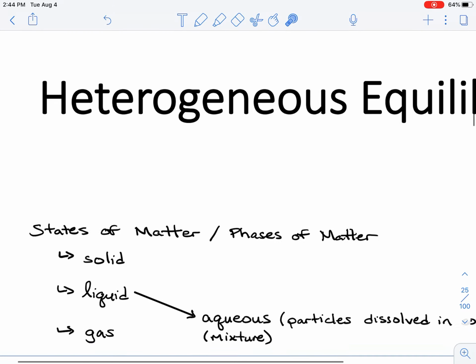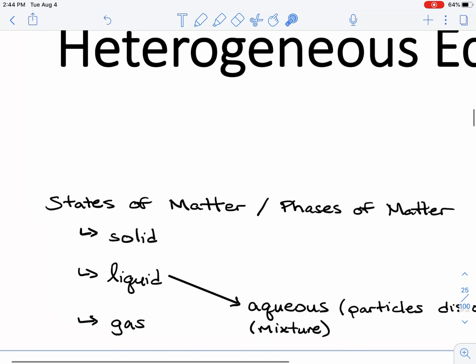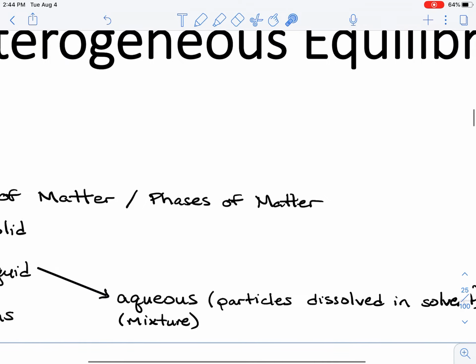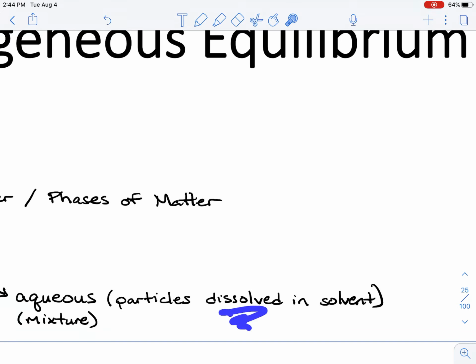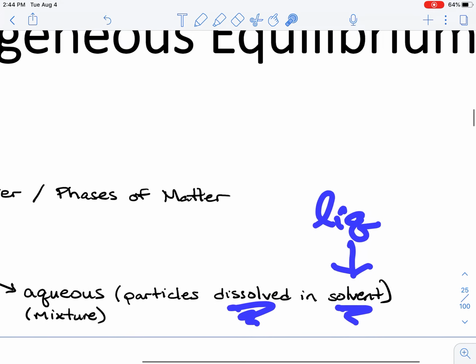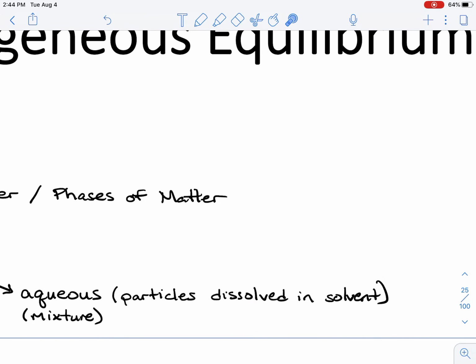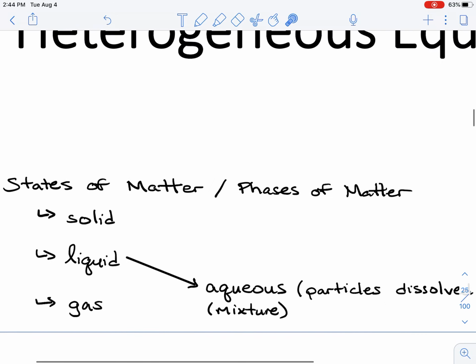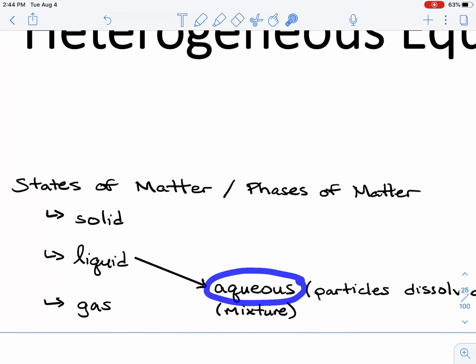If you recall from the first semester of general chemistry, a substance can exist in three different states of matter. A substance can either be solid in phase, liquid in phase, or gas in phase. Now, if that substance happens to be dissolved in a solvent that's liquid in phase, for example, if the substance is salt and the solvent is water, so you have salt water, then that substance is going to be designated as aqueous for its physical state of matter, or its phase of matter.